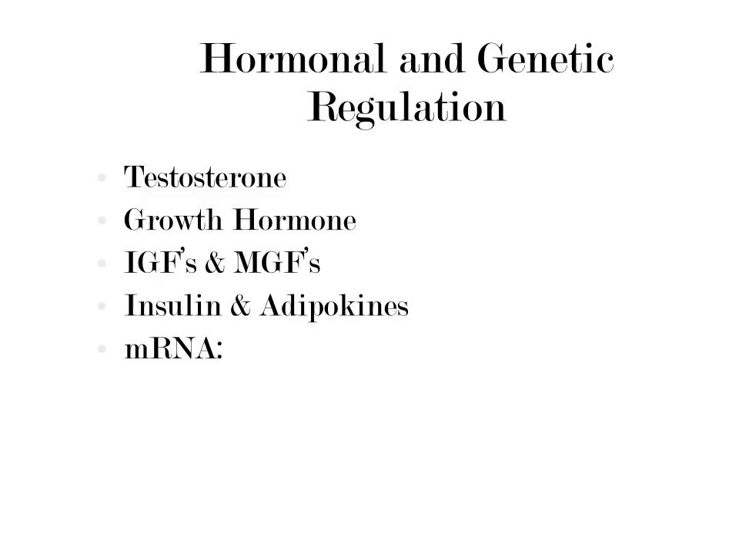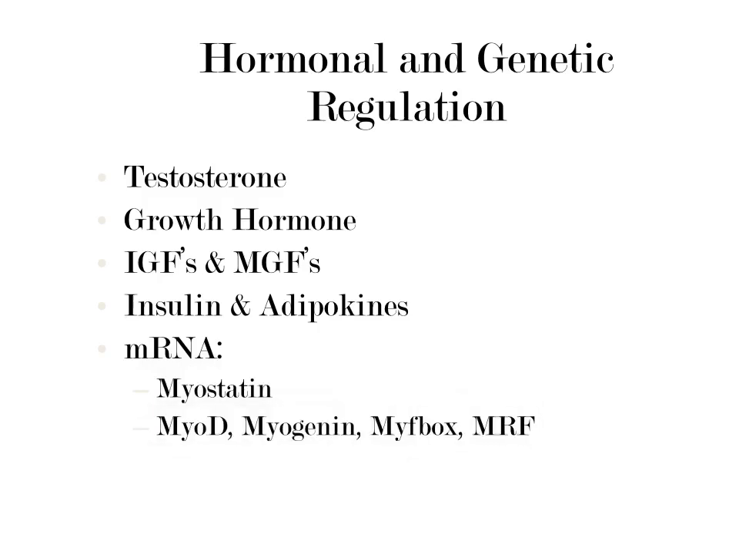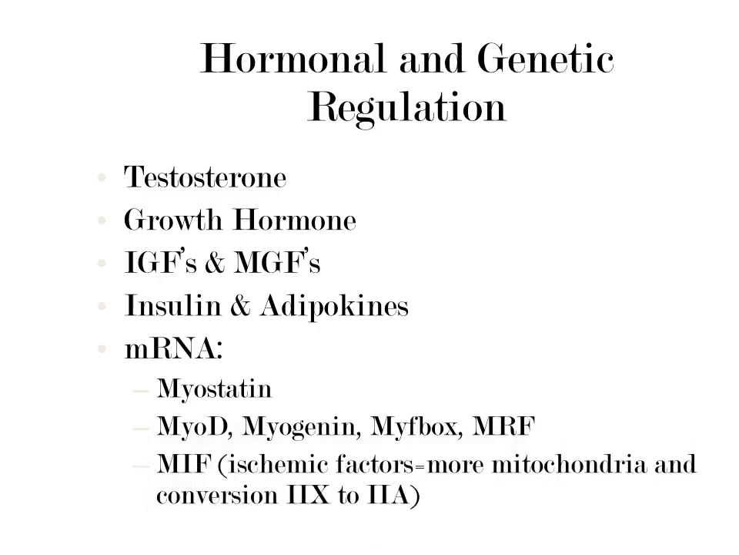There is one key genetic regulator that limits the total amount of muscle growth that occurs during development, and that's a gene known as myostatin. There are genes that are responsible for hypertrophication, and that includes MyoD, myogenin, MyoF box, and MRF. There are a couple of genes responsible for regulation of the mitochondrial issue and the conversion of the two X's toward the two A's. Those are what are referred to as MIFs, M-I-Fs. The MIFs are an acronym for muscle ischemic factor.